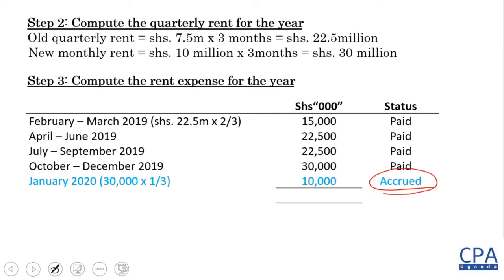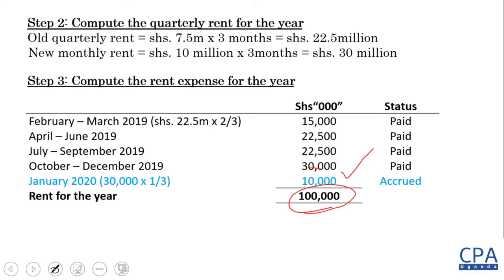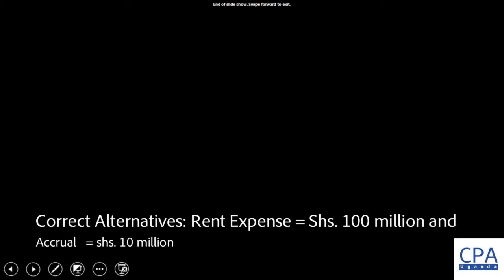So the rent to 31st of January 2020 has not yet been paid, because we expect it to be paid on the 1st of April 2020. So it is accrued. In total, if I total up and make use of my calculators, the total rent for the year comes to 100 million, and the accrual is the 10 million. So that is why in the solution given for our mock examination, the answers are: the accrued rent is 10 million and the rent expense is 100 million.